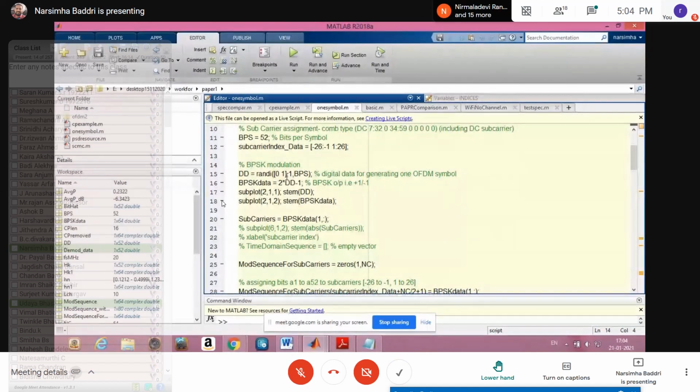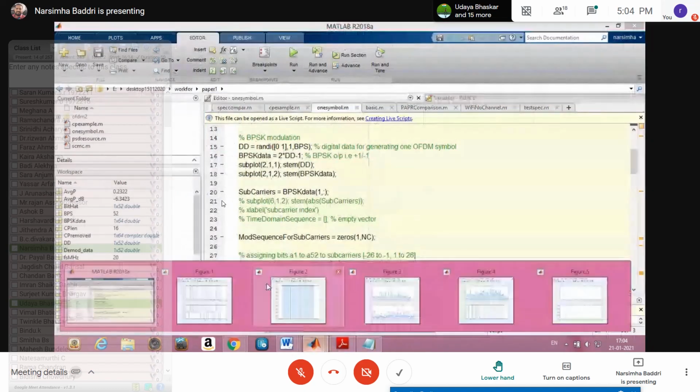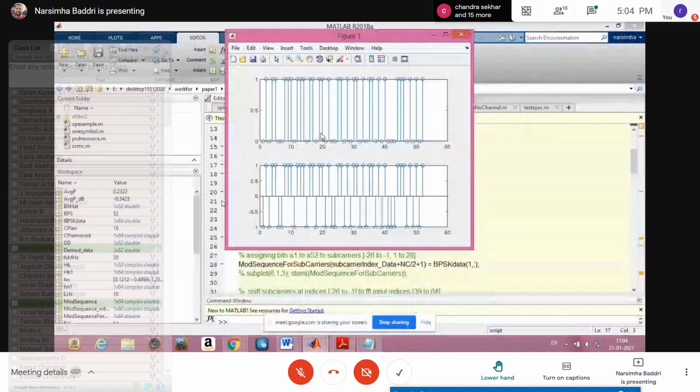Now suppose it is BPSK. Total bits are 52. This is the carrier indexing. We perform PSK modulation on random digital data with a length of 52. So we need a 52-bit digital data stream for one symbol. BPSK modulation is being performed, and you can also see this data by plotting the BPSK data.